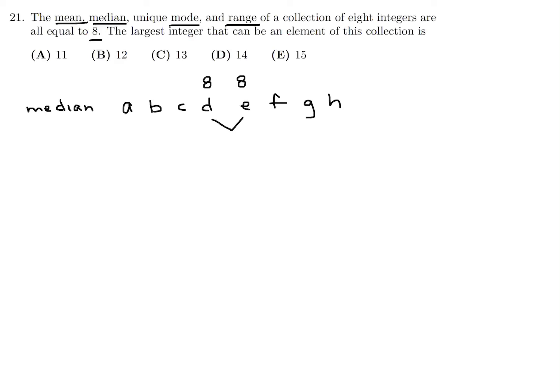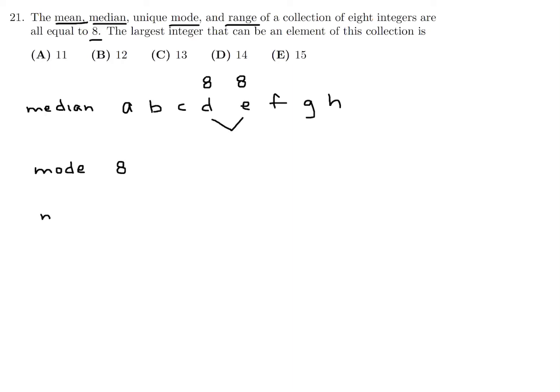Now let's take a look at the mode. Well, the mode is also 8, but we don't know how many 8s there are. There's obviously at least 2. And therefore, we don't know how many, so the only thing we can do is just list it as 8.